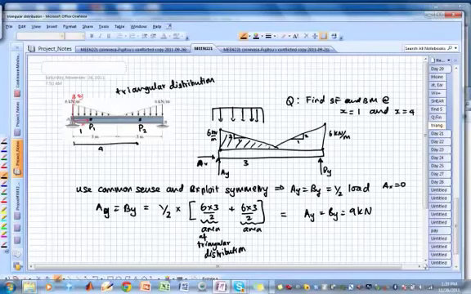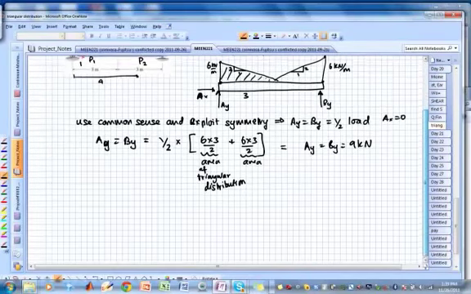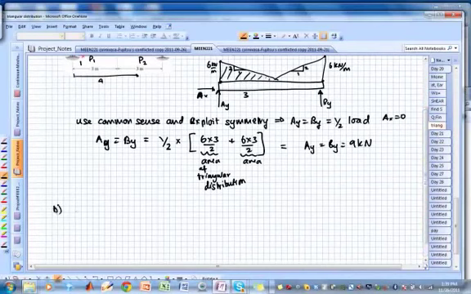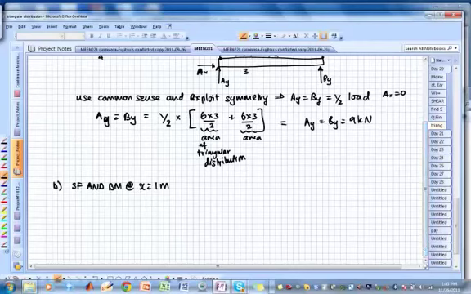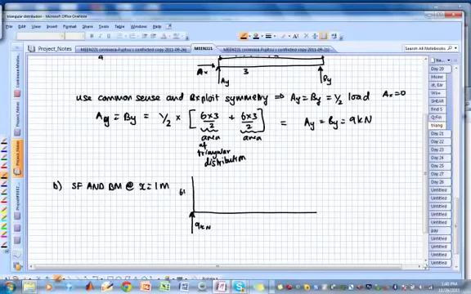Excellent. Now we want to do the next part. Part B is shear force and bending moment at x equal to 1 meter. I'm going to draw this free body diagram. Now you have to be careful. That's 1 meter. We know that's 9 kilonewton. The distributed load starts out at 1, 2, 3, 4, 5, 6. So that's 6 kilonewton per meter.